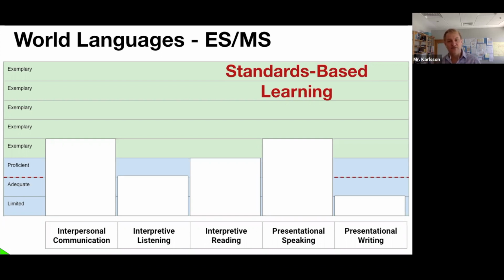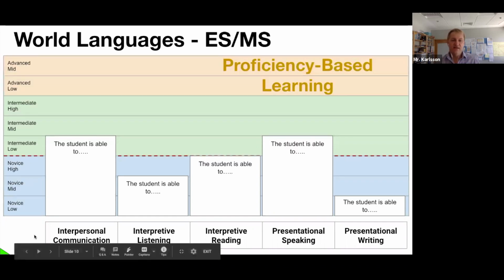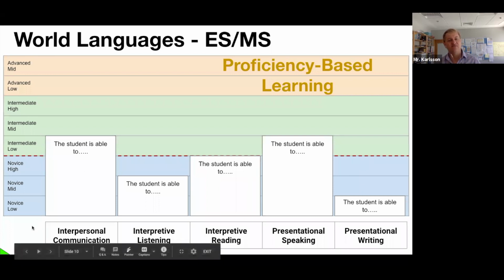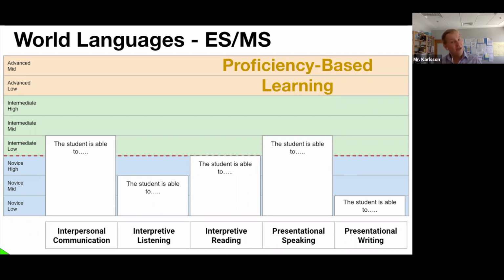If we go to the proficiency-based slide, we're really saying that this child in this particular area is operating at an intermediate low level. And that will give a list of what that student is able to do within that area at any point in time. We're going to talk a little bit about why that's useful, but the idea is that students will know what they are and are not able to do. You will have a really clear picture of what they're able to do.